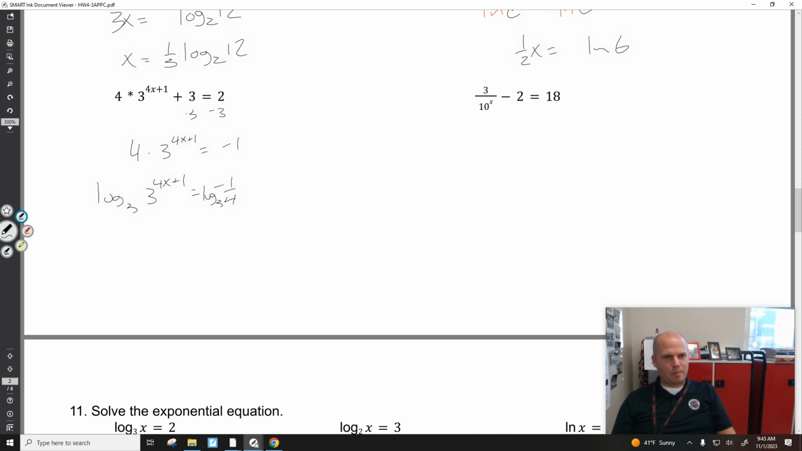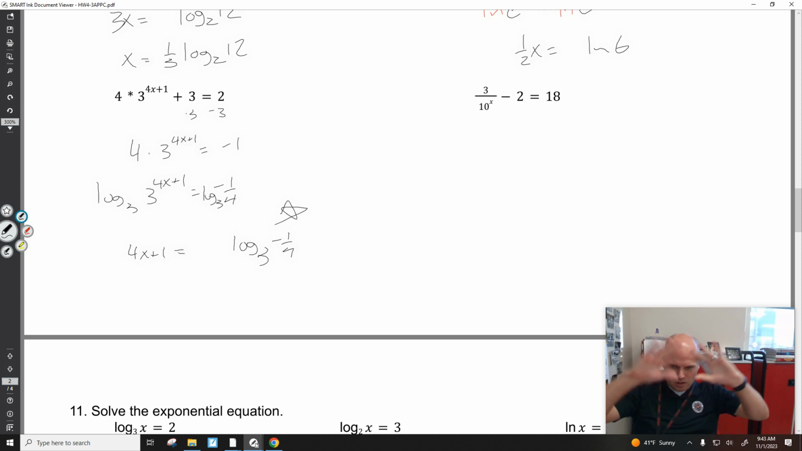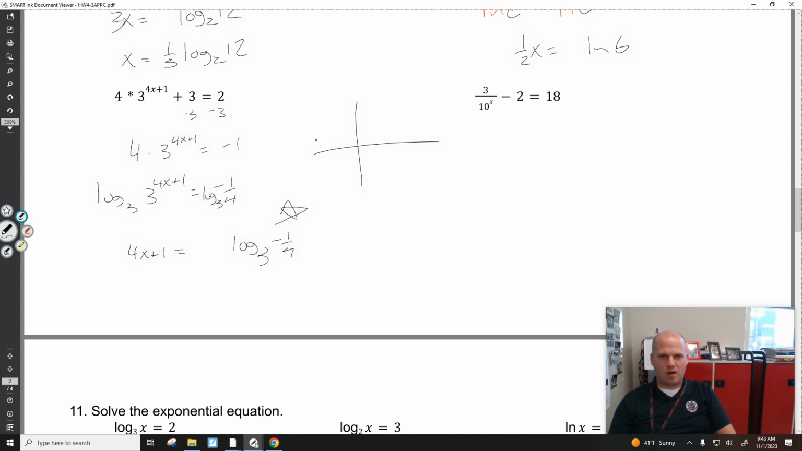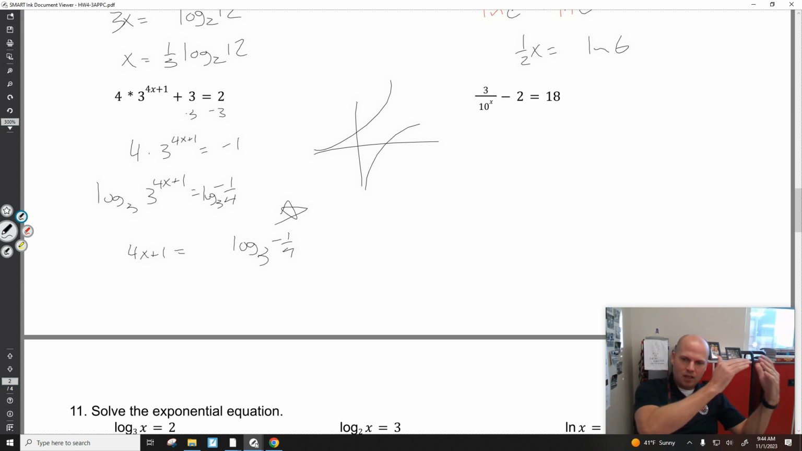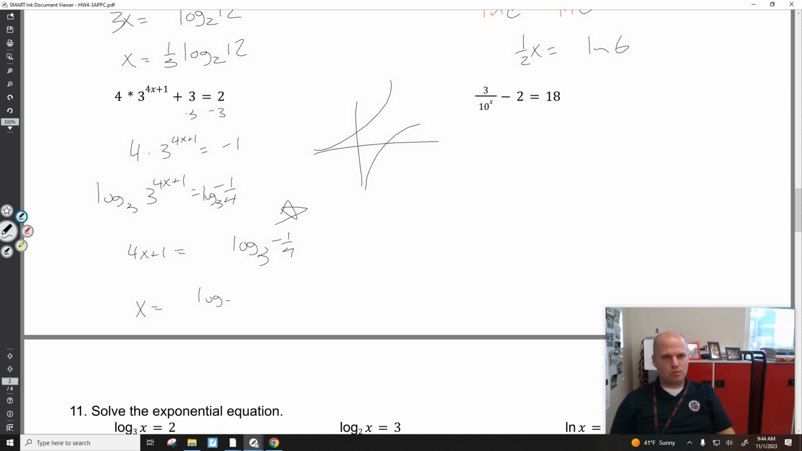If I take the log base 3 of both sides, I'll get 4x plus 1 equals the log base 3 of negative a fourth. This immediately sets off bells and whistles. I'm not allowed to take the log of a negative number. An exponential function is always positive, which means you can't plug in negative values into log functions. I'm going to finish it off, but this is not something we can do. There is no solution here.